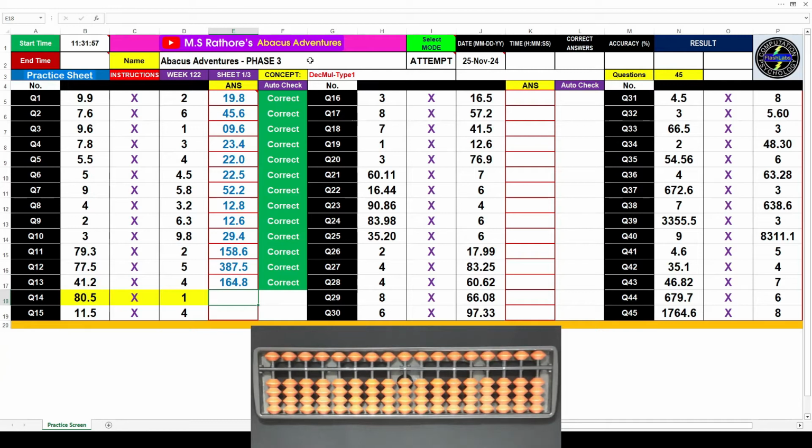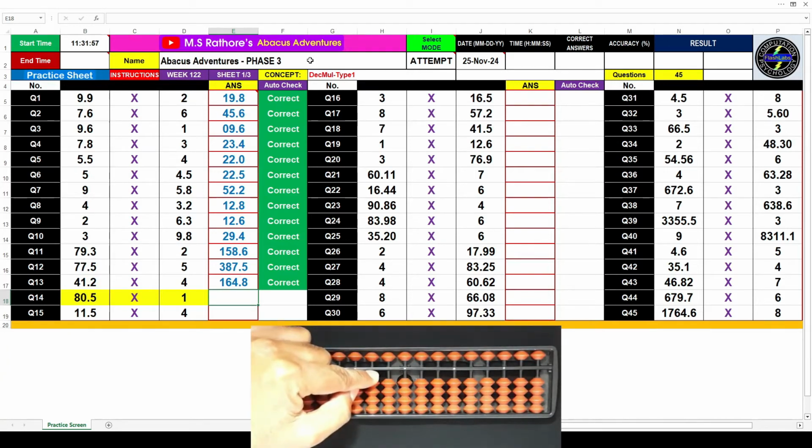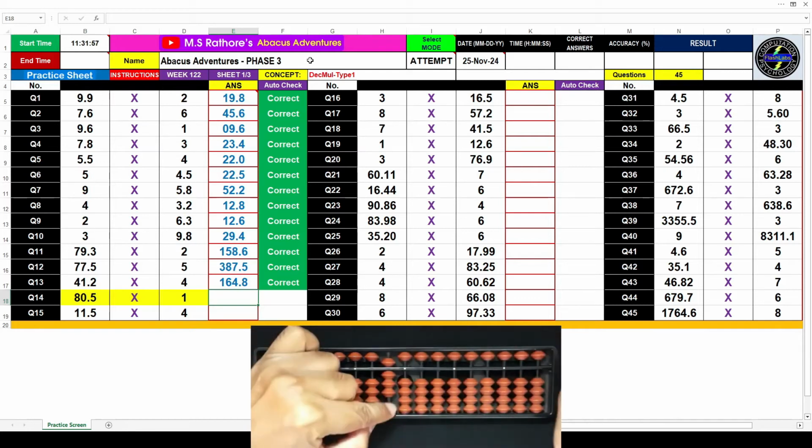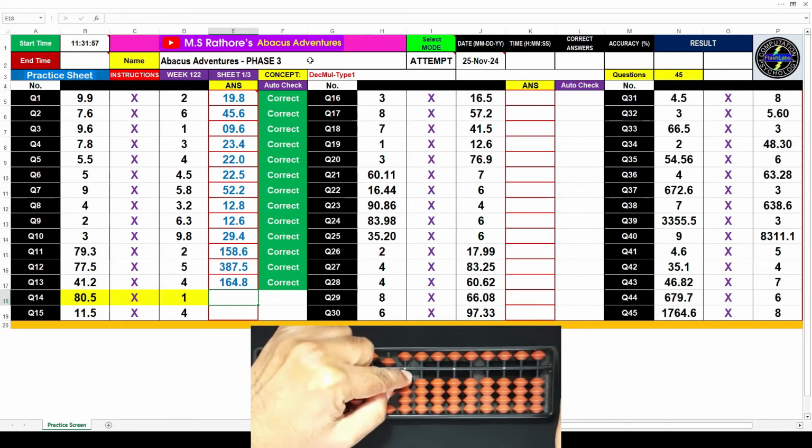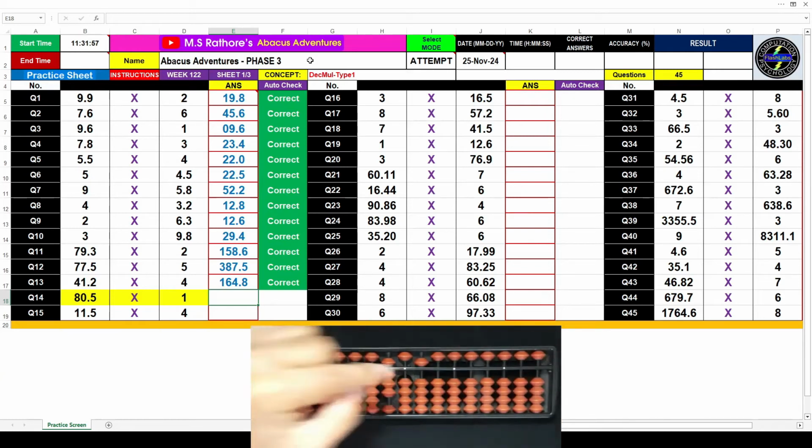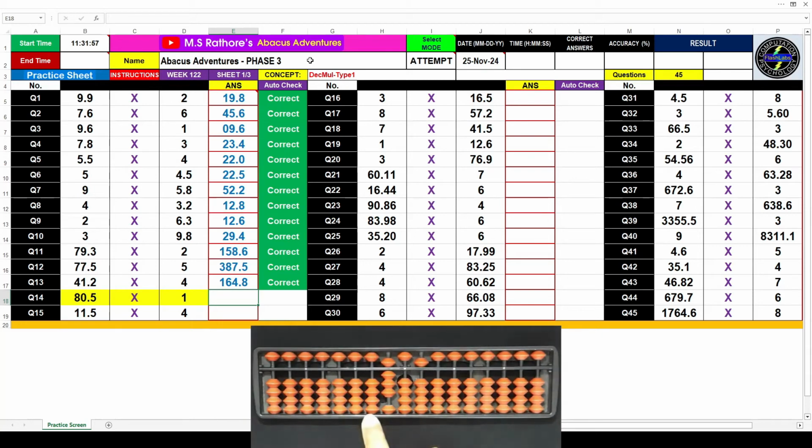Question number 14, 80.5 multiplied by 1, rod number 3. 1 eights are 08, shifted, 1 zeros are 00, shifted, 1 fives are 05, and the answer is 080.5.